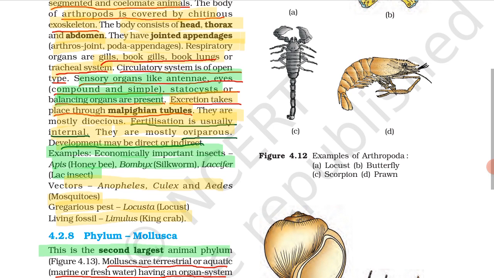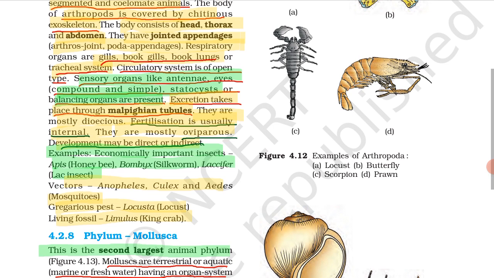Living fossil, Limulus. So let's revise the examples. Economically important insects have three examples: Apis, honeybee; Bombyx, silkworm; Laccifer, lac insect. In the form of vectors, they are Anopheles, Culex and Aedes. These are all mosquitoes. Next is gregarious pest, also called Locusta or locust. Living fossil, Limulus, king crab. Limulus and king crab, it is a living fossil.